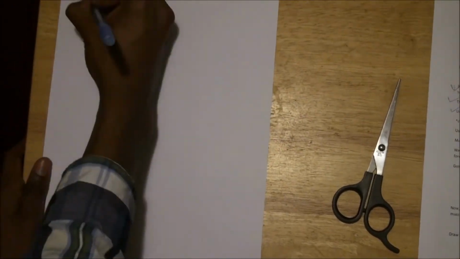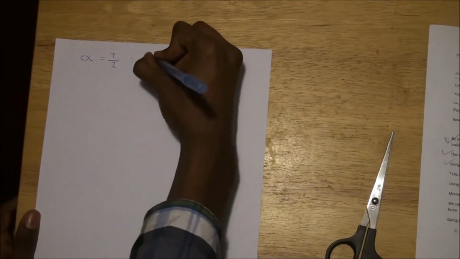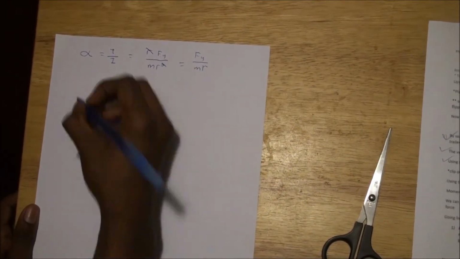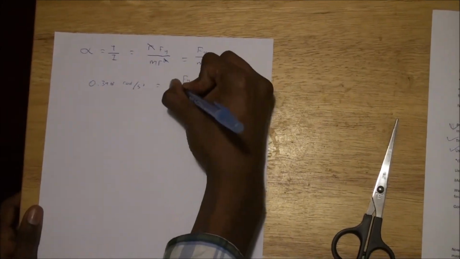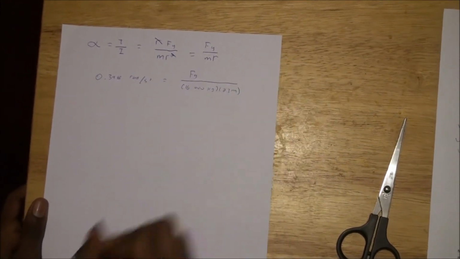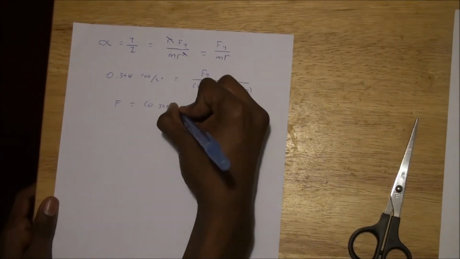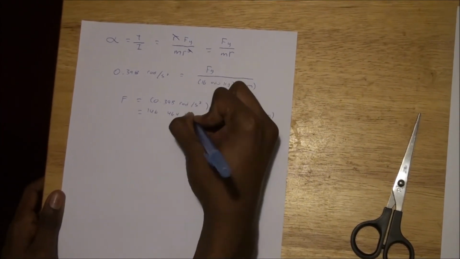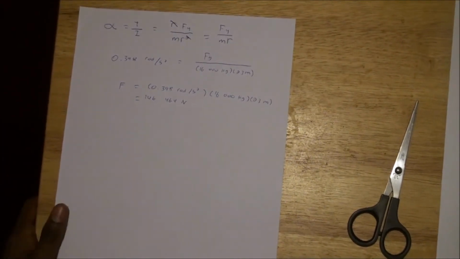We now set angular acceleration equal to torque over moment of inertia, where torque is equal to radius times the upward force required, divided by moment of inertia, which is mass times radius squared. Subbing in values and solving for the upward force that's required, we get a net value of 146,464 newtons up that must be applied at the back of the truck to flip this truck 180 degrees.